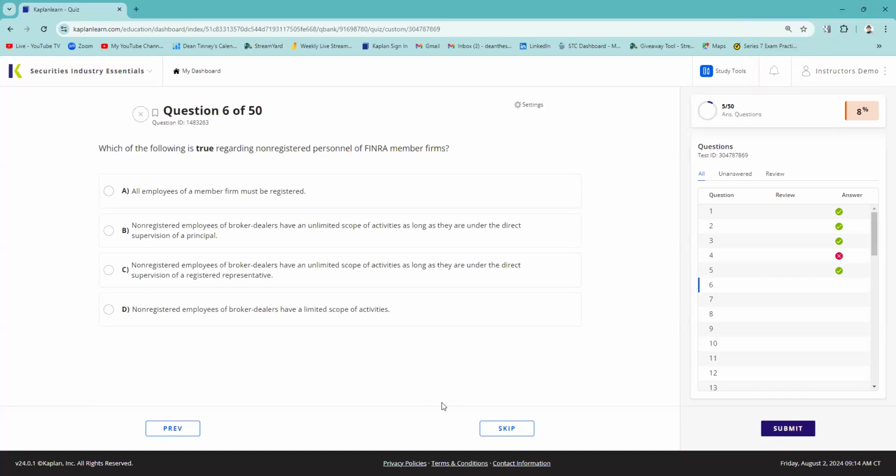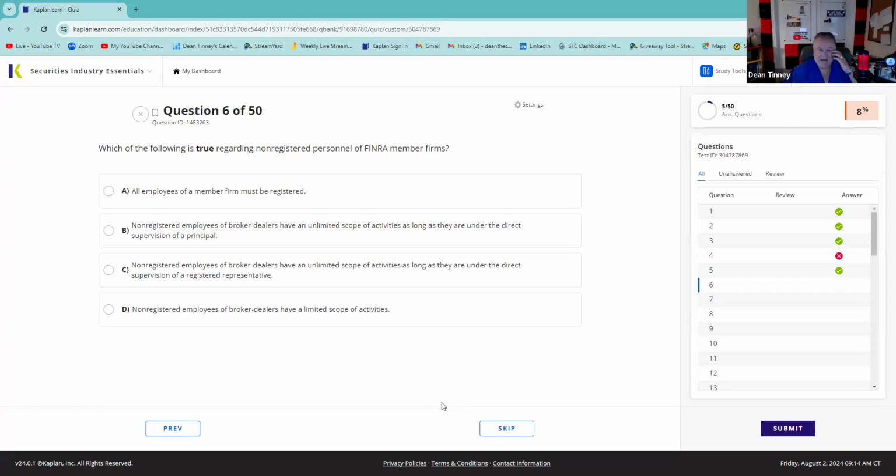Okay, great. Which of the following is true regarding non-registered personnel of FINRA member firms? So this is somebody at the broker-dealer who has not taken and passed these tests, hasn't filled out a U4.